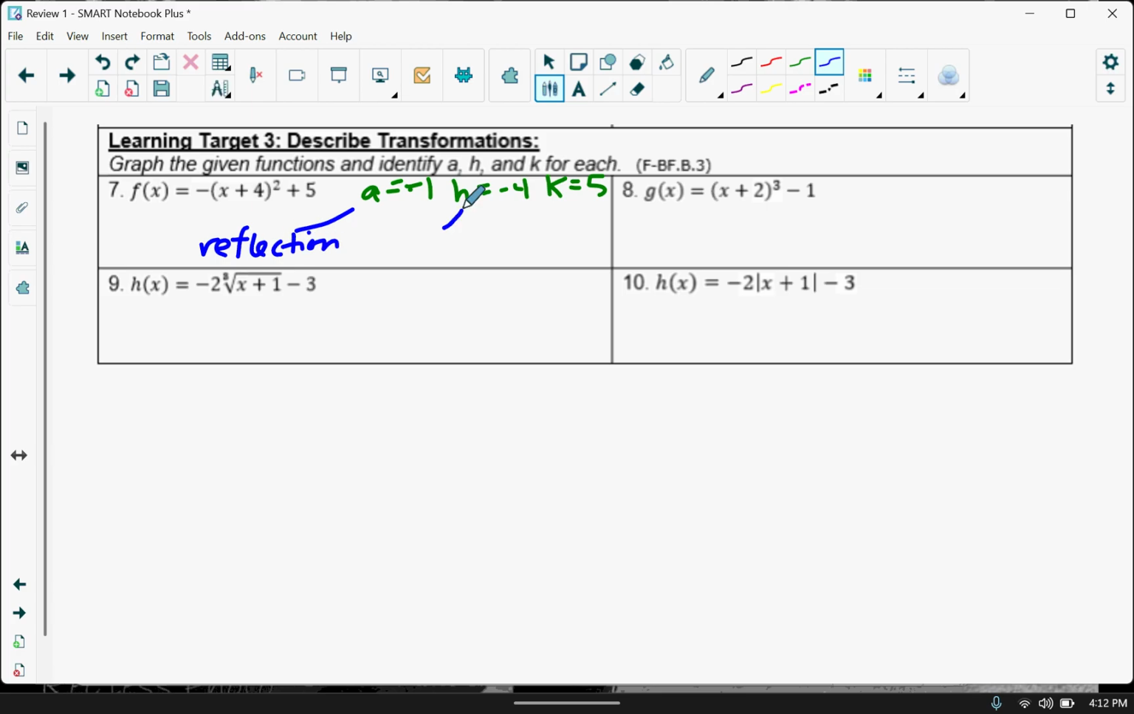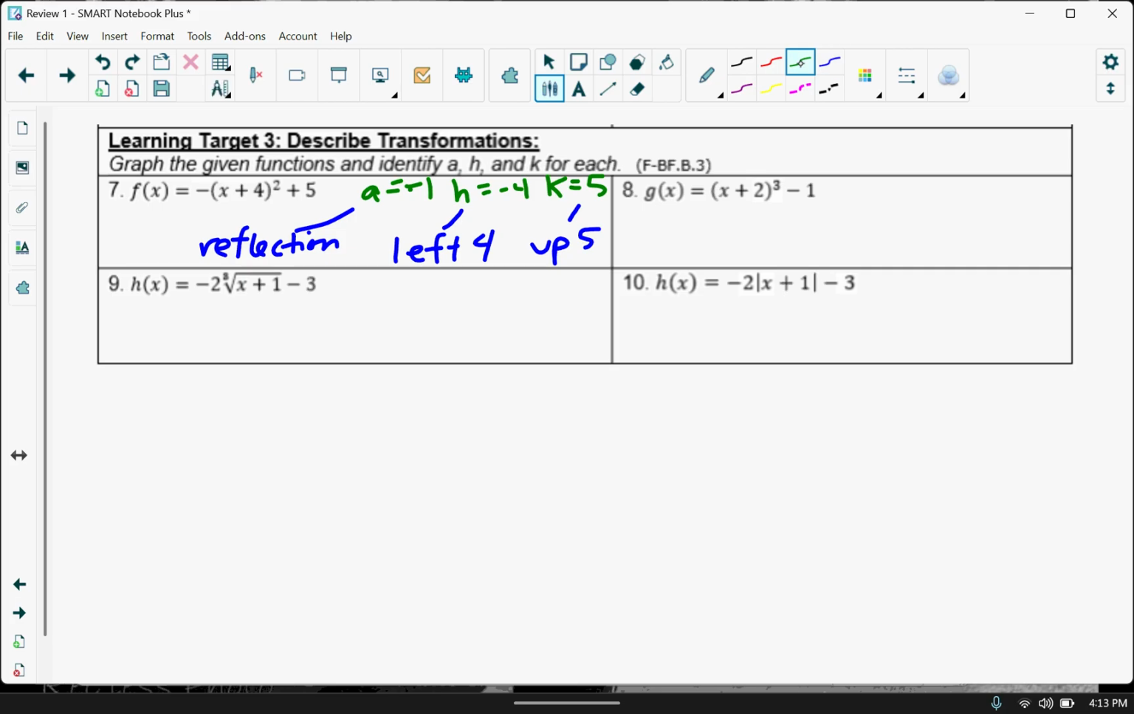The h of -4 means that the graph is moving left 4. And then the k of 5 means up 5. It's not really asking you to do that. It's just asking you to find a, h, and k, but I'll do it because it's good review.